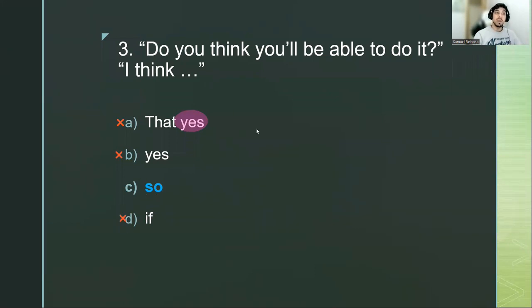So, okay, I think so. And what does it mean? I think so. Yo pienso eso, okay? We would translate this to Spanish like something like eso pienso, okay? Eso creo, eso pienso. Okay, very good. Next one.